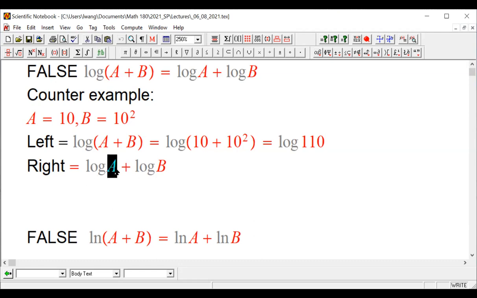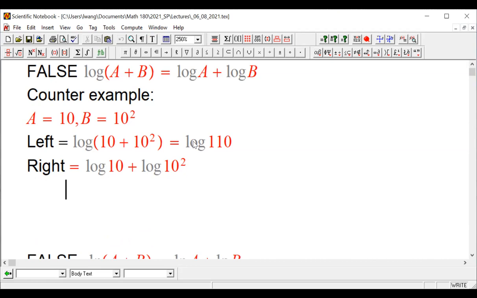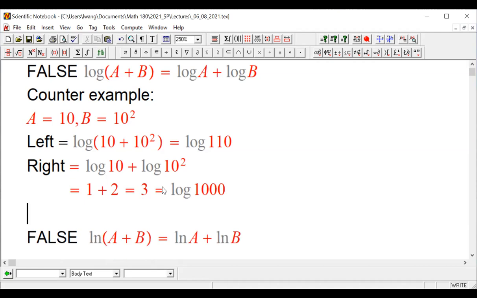On this other one, you have a 10, so we don't need this piece. Just start with it. So this is 10 squared equals 1 plus 2. 1 plus 2 is 3. If you write it in log form, it's log 1000. Is log 1000 the same as log 110? Of course, they're not the same.